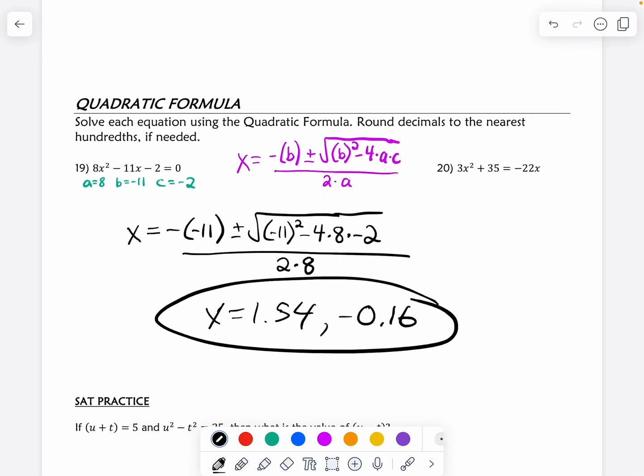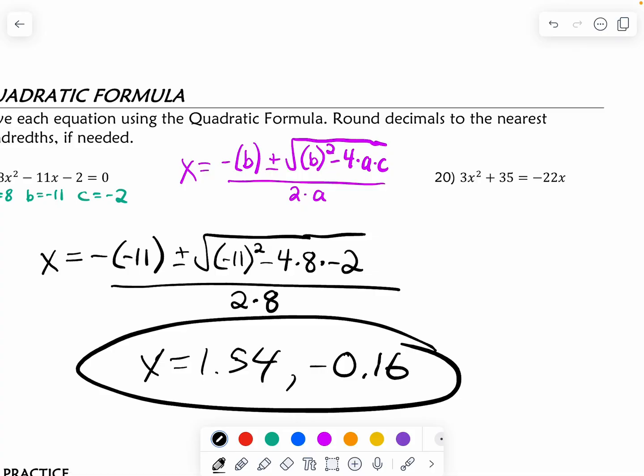So we're going to do the exact same thing in number 20, but the issue with number 20 is it's not equal to 0 to start. So we need to move this negative 22x to the other side before we label a, b, and c. So when we do that, we keep our squared term first. That one happens to be our x term, so that should go second. To move it to the other side, we do the opposite, which is plus 22x, and we keep our positive 35.